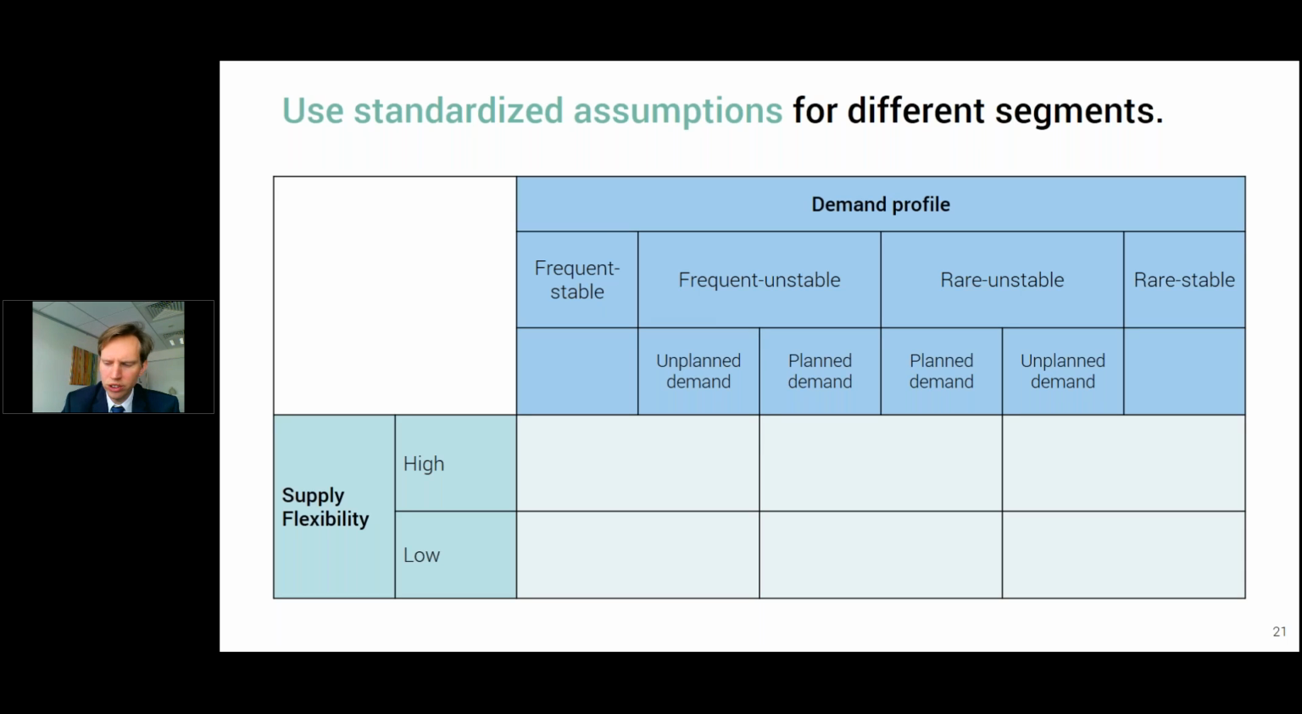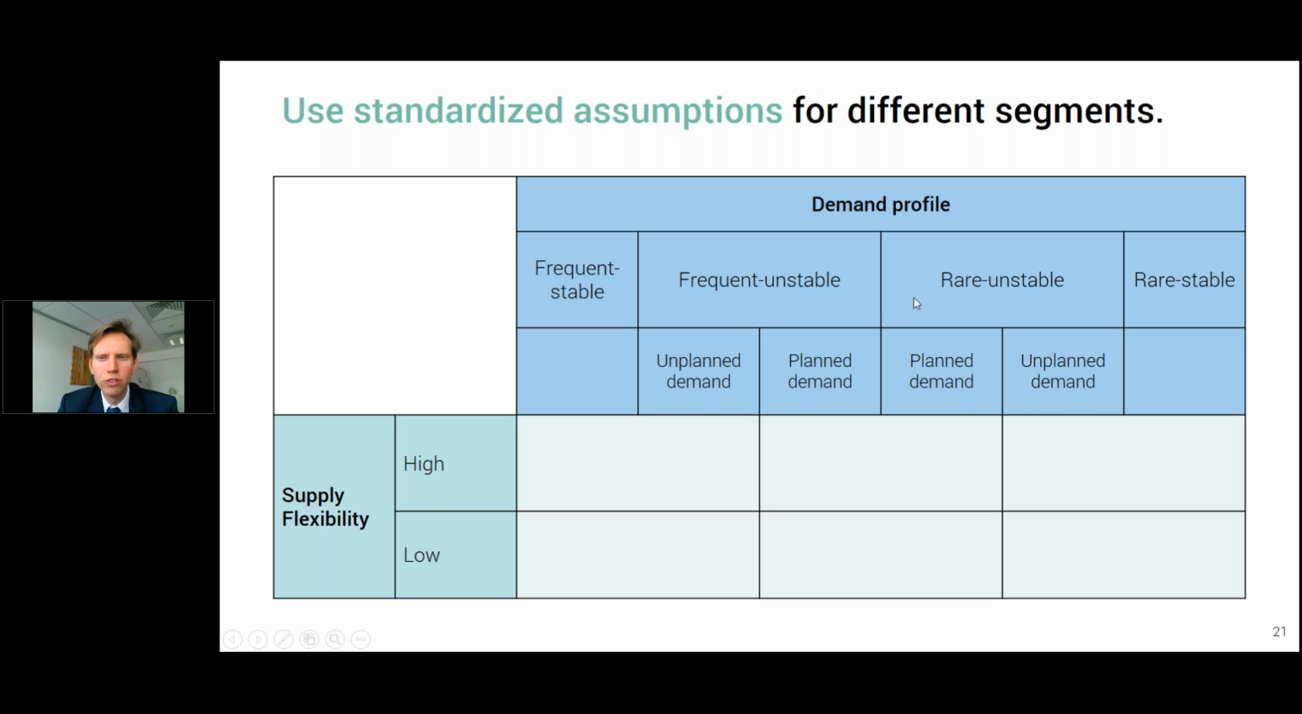One thing we can do, of course, to make the effort a little bit smaller, is to use standardized assumptions for different segments. And segments are usually built as a function of demand profiles. So how frequent is the demand on a stock keeping unit? How stable or unstable is the demand? And for the less stable products, it can be interesting to make a distinction between unplanned and planned demand. So how well can we forecast, or do we know the instability of the demand?